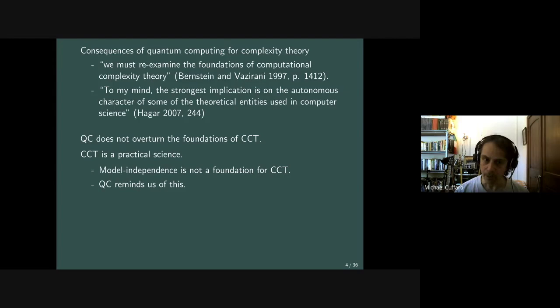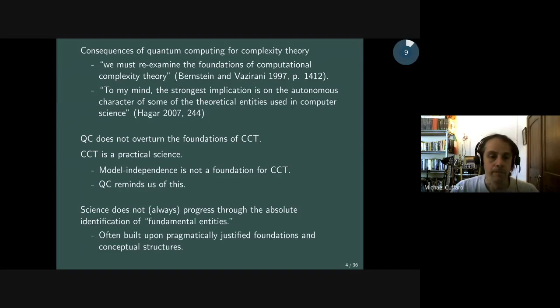So what I would argue, opposing that idea, is that when you look at computational complexity theory, its history, and the way it's developed, model independence shouldn't actually be thought of as a foundation for computational complexity theory. In fact, not even before quantum computing should it have been thought of in that way. That doesn't mean that quantum computing doesn't illuminate computational complexity theory, but the way that it illuminates it is by reminding us of the fact that model independence isn't really foundational for computational complexity theory in the way that some other things are, which I'll mention as the talk goes along.